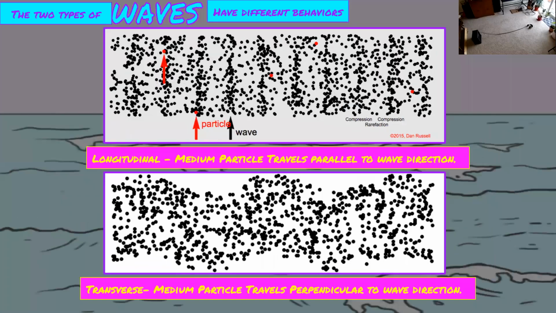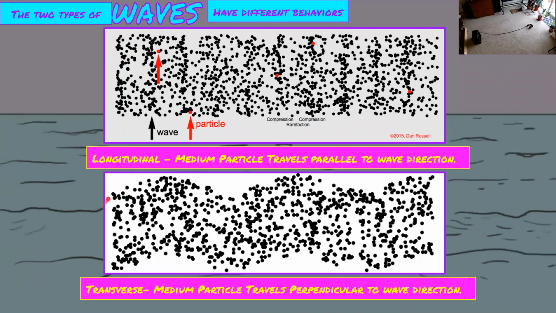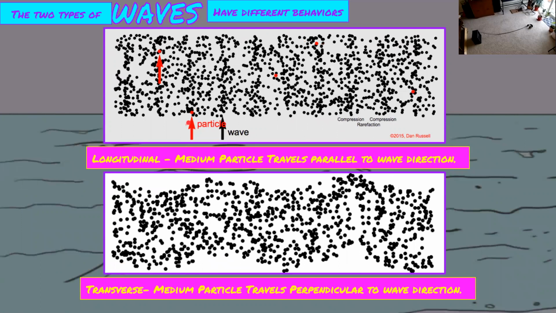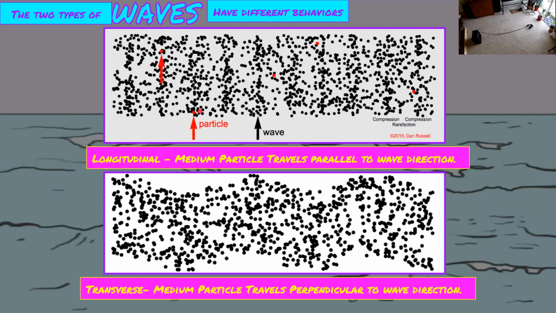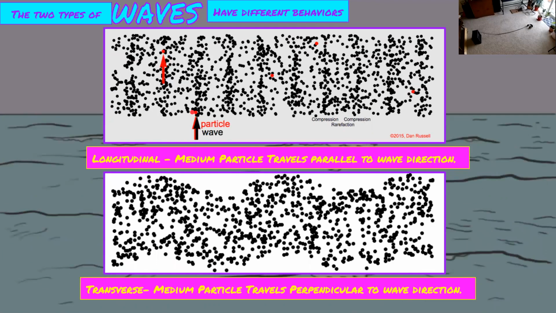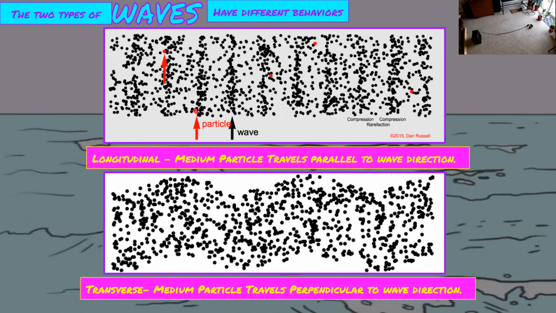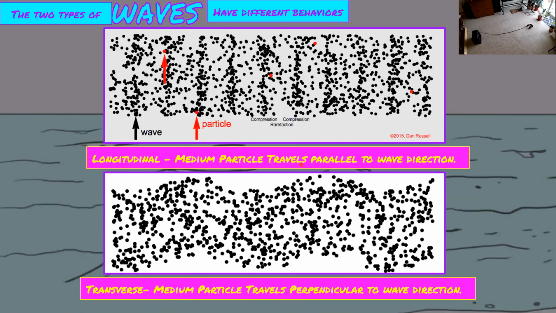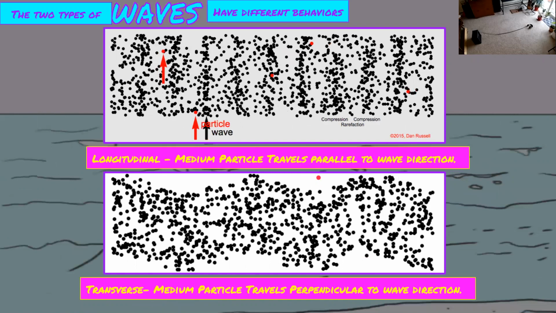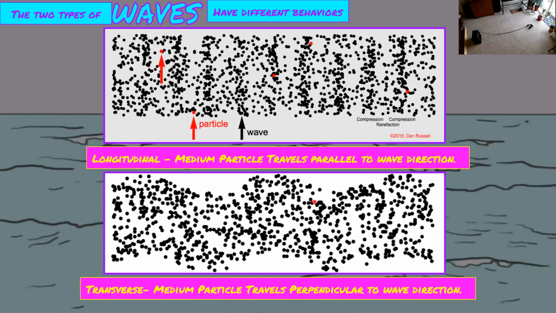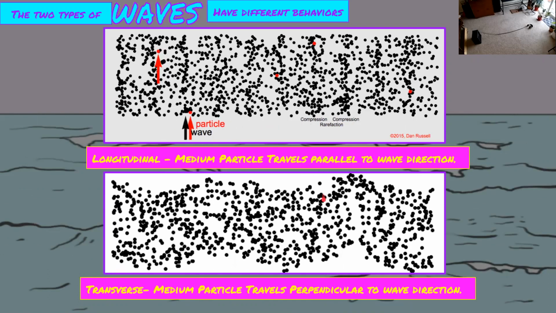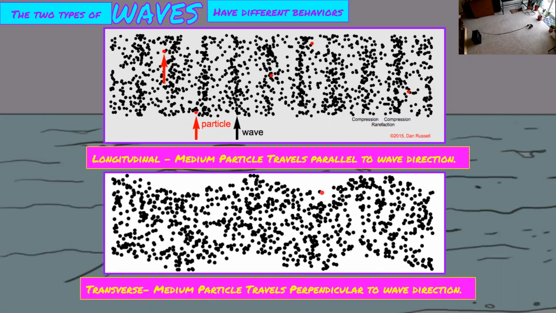Let's start with a longitudinal wave. In a longitudinal wave, the wave moves to the right, but the particle itself moves back and forth parallel to the direction that the wave is moving. An example of a longitudinal wave is sound. In a transverse wave, you can see that the wave is moving to the right again, but this time, the particles that make up the medium are moving up and down, or perpendicular to the direction that the wave is moving. An example of a transverse wave is light.